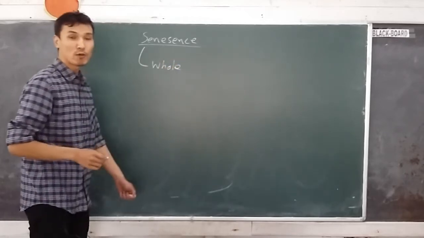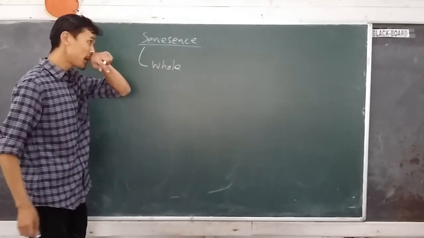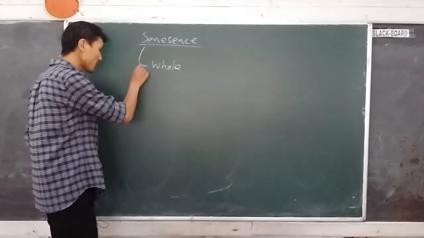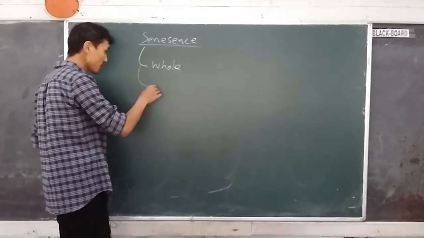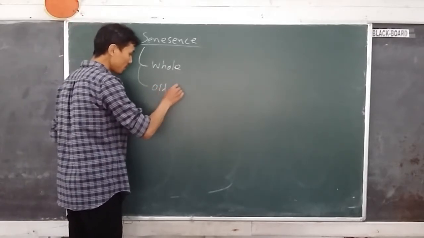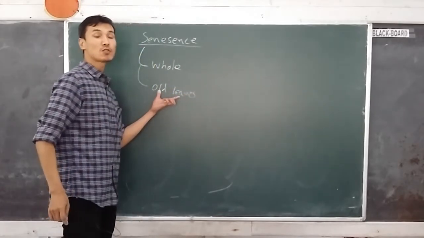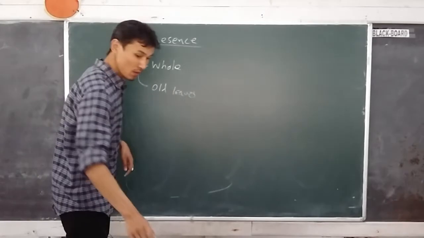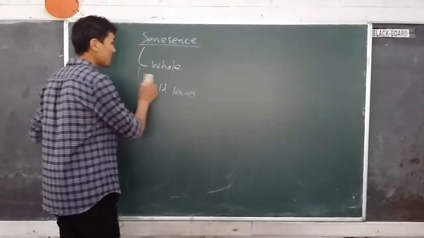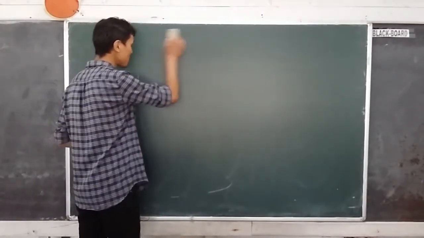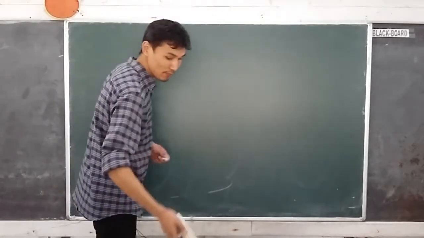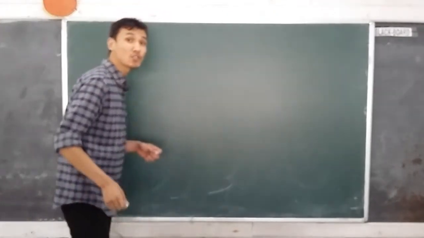Whole senescence means the entire plant starts to stop growing. Then there is a form in which the older leaves stop growing. So senescence is a stage in which the plants stop growing further. That means they have already attained a stage of maturity.